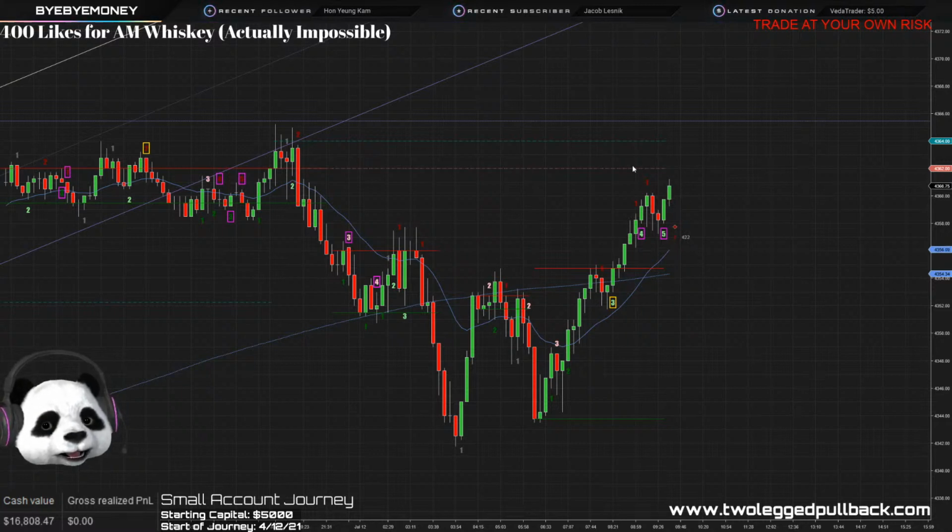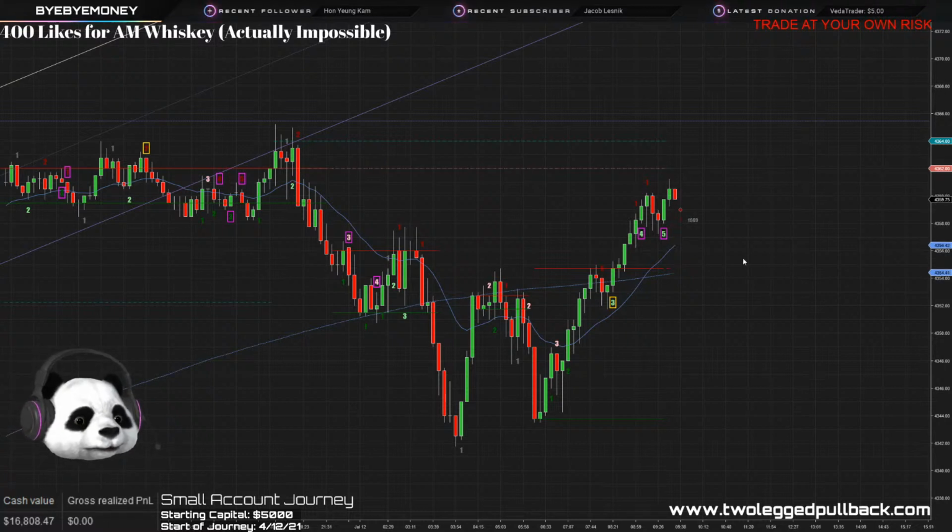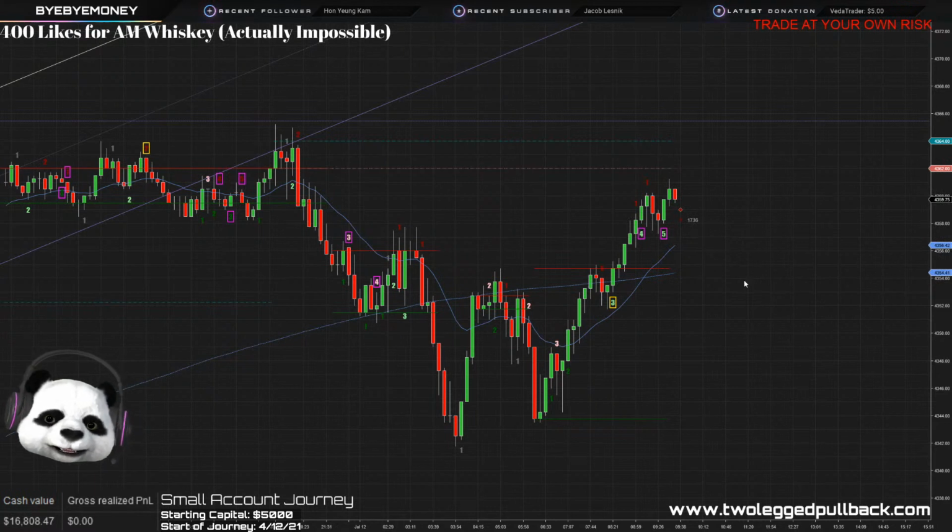Coming back up to a key area here, close to one. Ooh. I'm looking for a short play here. I don't know if that was it. I don't know if this is it. This could be the reversal here. It's just in an awkward place.